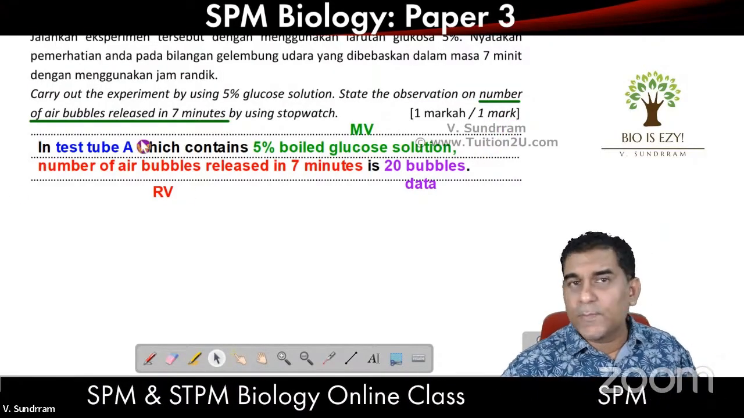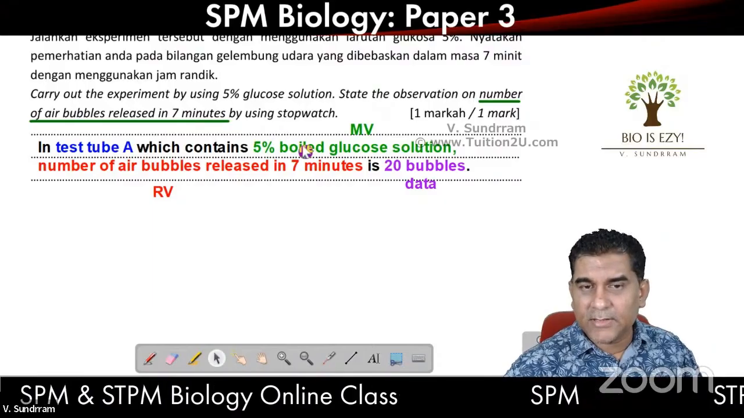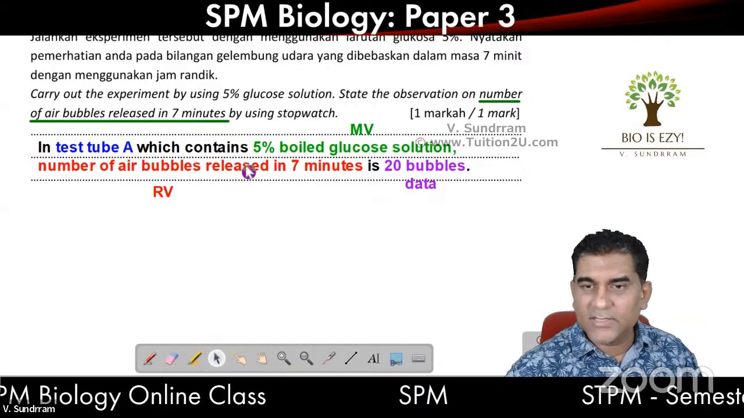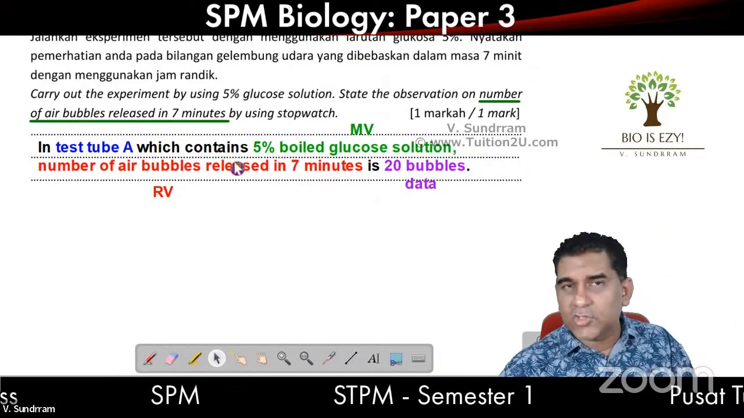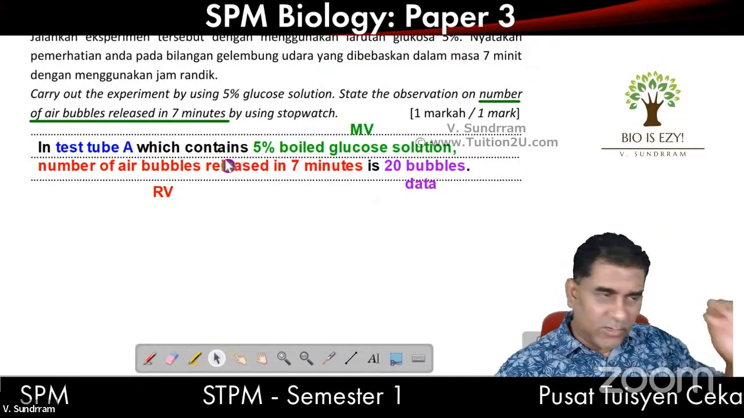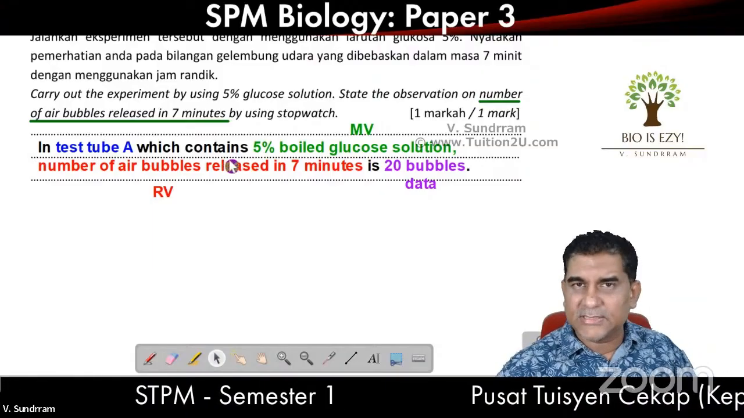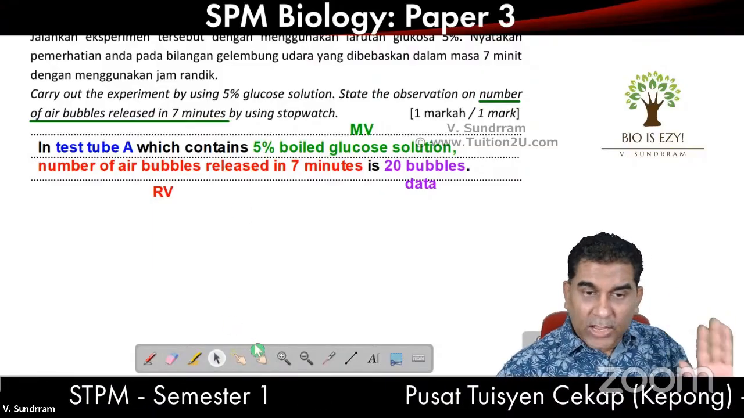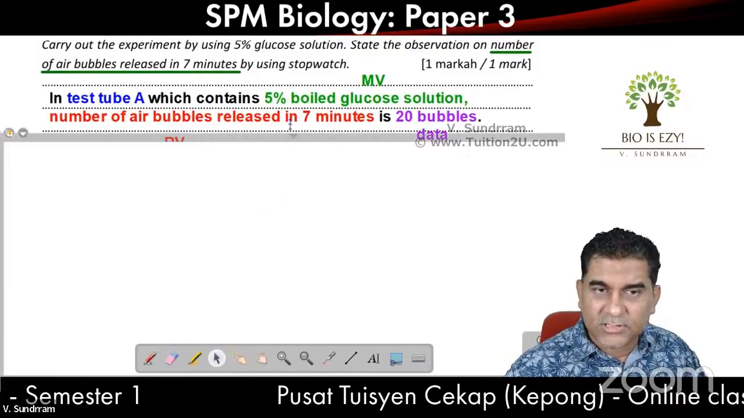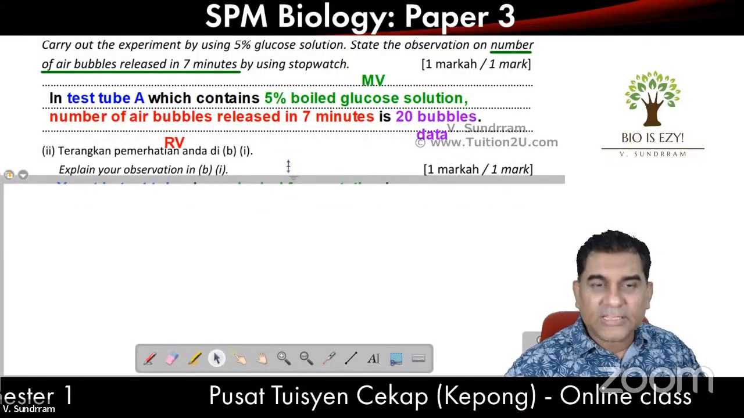So in test tube A, which contains 5% boiled glucose solution, number of air bubbles released in 7 minutes is 20 bubbles. Because it's observation, you don't explain anything. Just write what you see. What you see in the table, write back. That is the answer for the exam. After you write the observation, the next question, B2, is explain your observation.